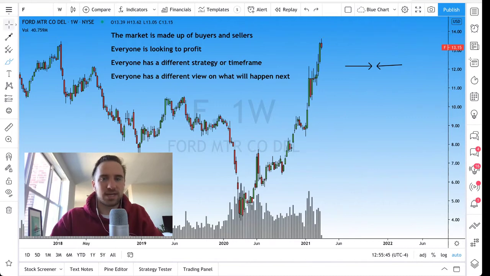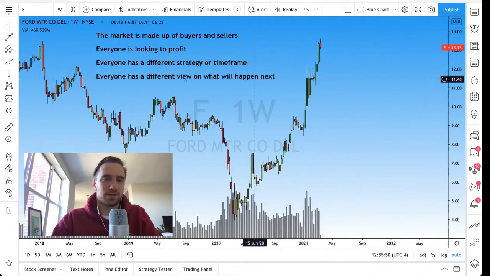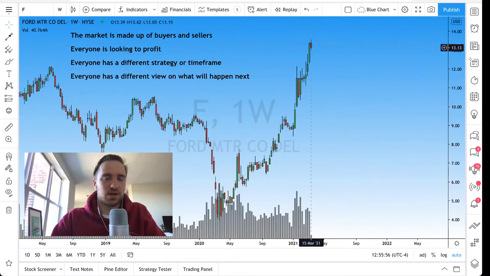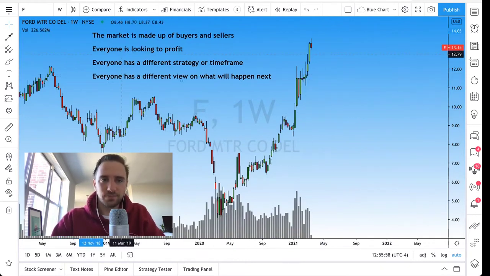That's why the market is what it is and why you sometimes also don't see wild swings. It's because we all have these different views. We're making a market, and that's what you're seeing at any given point in time.